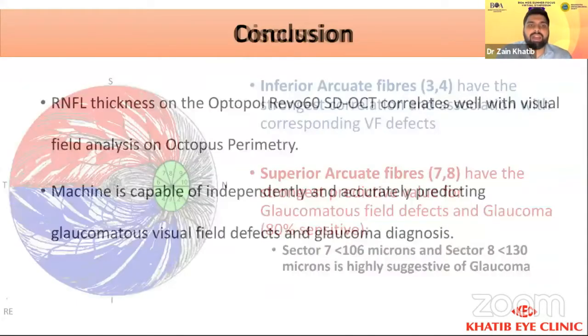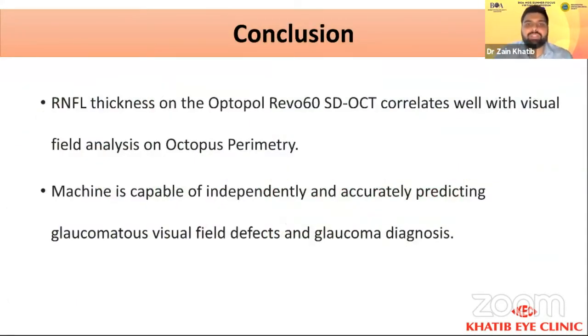So to conclude, RNFL thickness on the Optopol Revo 60 SD-OCT machine correlates well with visual field analysis on Octopus perimetry, and the machine is capable of independently and accurately predicting glaucomatous visual field defects and glaucoma diagnosis.